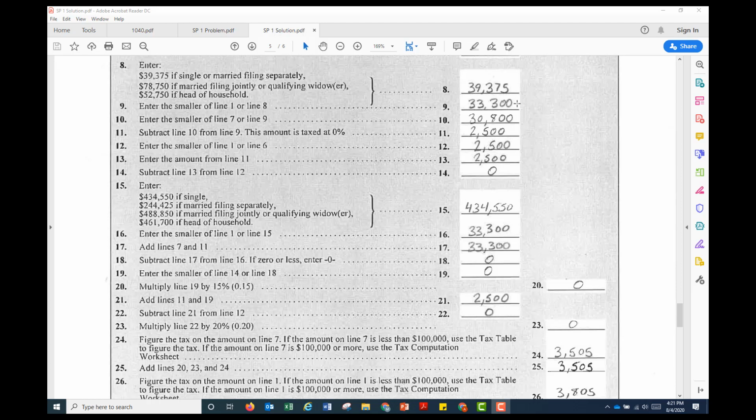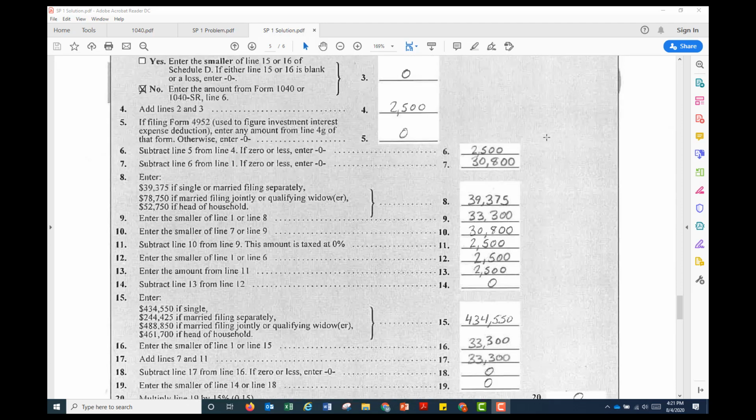Line 10, the smaller of line 7 or line 9. It comes out to $30,800. Let's take a look. The smaller of line 7 or 9. 7 is $30,800. 9 is $33,300. The smaller is the $30,800. And that's the taxable income excluding the qualified dividends of $2,500. As you can tell, this whole worksheet is really a math problem that we are working out here. It's just in the form of text and lines and rows of numbers.